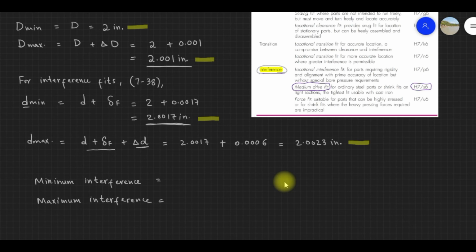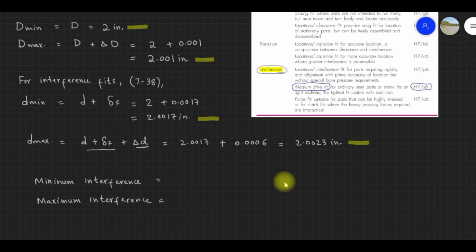Similarly, if I compare D maximum, D maximum is 2.0023, and you compare with any of the diameters of the hole, this value is larger. It is larger than 2, and it is also larger than 2.001. So the shaft is definitely larger than the hole.